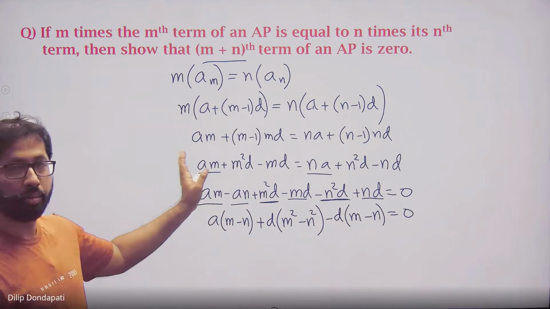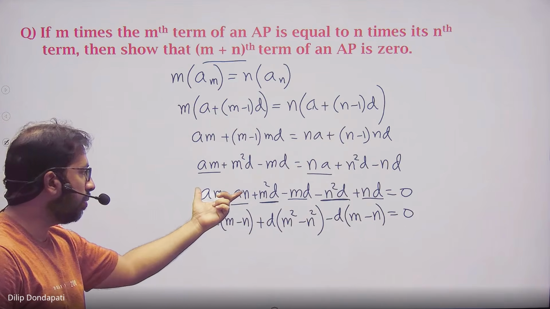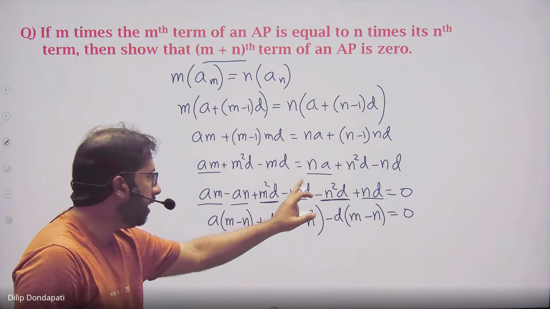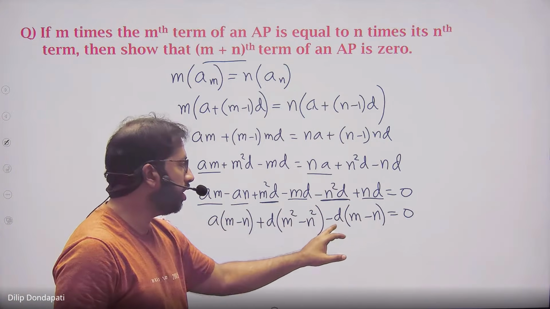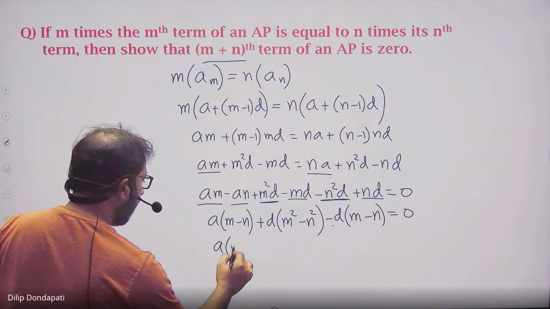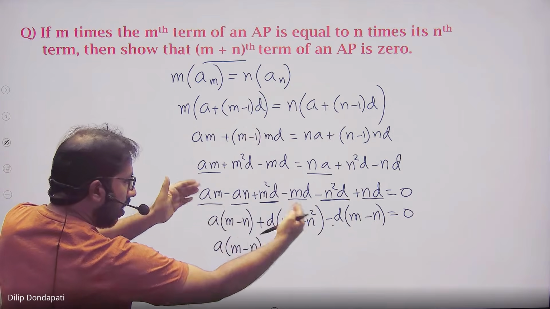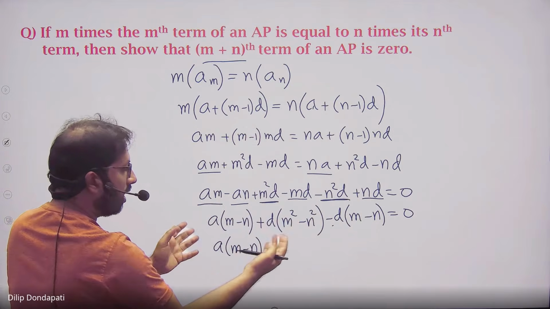See, I just multiplied each and every term. I brought all one side. I am taking a common in both, d common in the square one, and minus d common in the remaining, equal to 0. Okay, so a times m minus n, because only one equation is given, there is no other way. You multiply, bring all one side, take common, and some general equation will come.